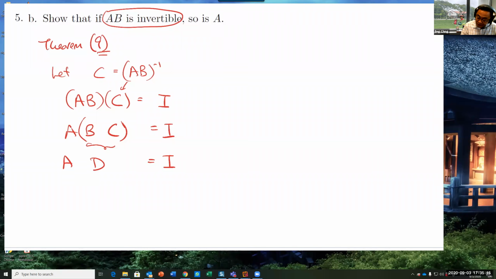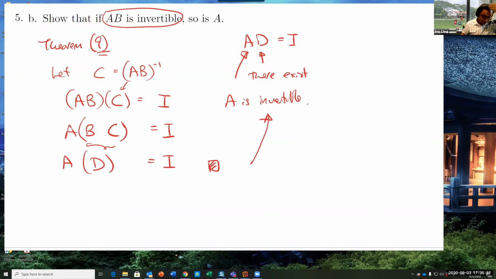So you look at theorem 9. Theorem 9 says there exists a matrix D such that AD equals I, because A is invertible. Okay, so then proof. You okay with this? Okay. So I think we are done. This is the easiest way to prove this. And then I will upload this.